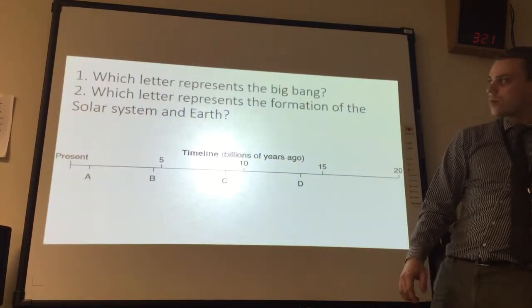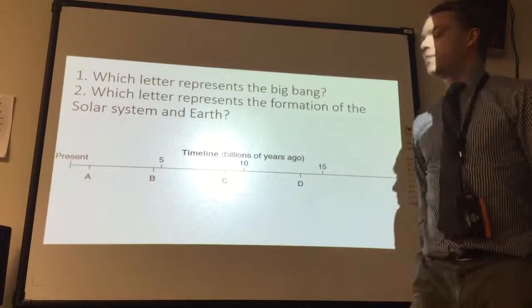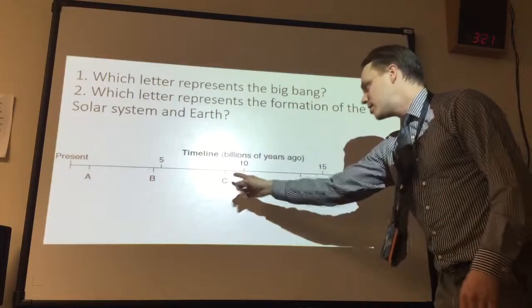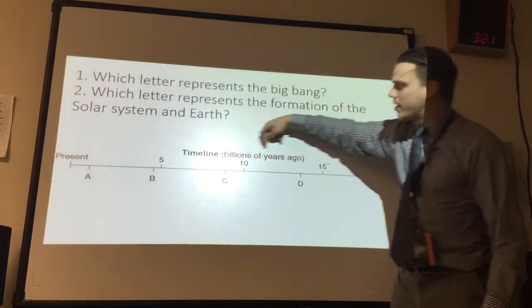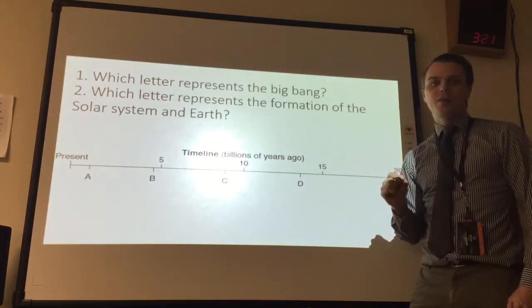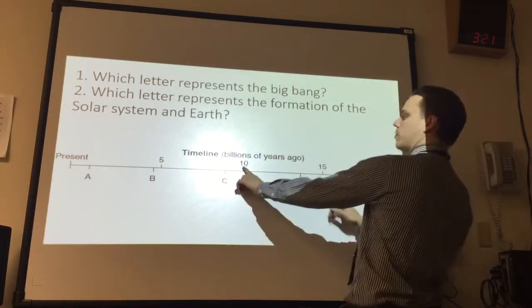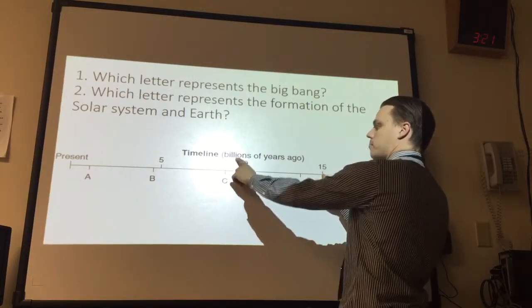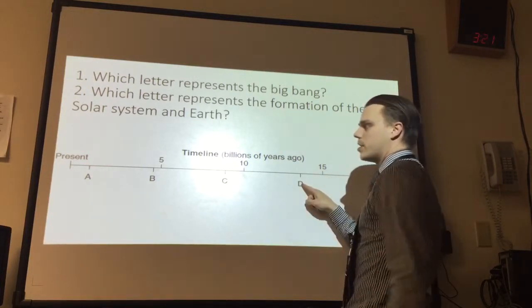Next, which letter represents the Big Bang? We've got A, B, C, and D. So I look at the timeline, it's in billions of years. I memorized 13.8 billion years. So 13 falls between 10 and 15, right? So 13.8 billion years. The only option is going to be D.